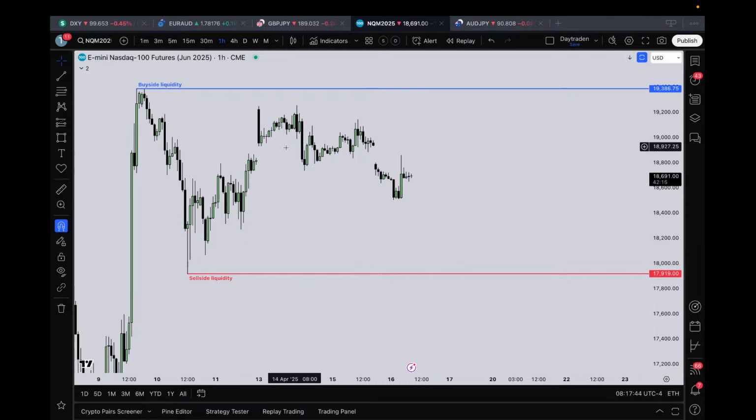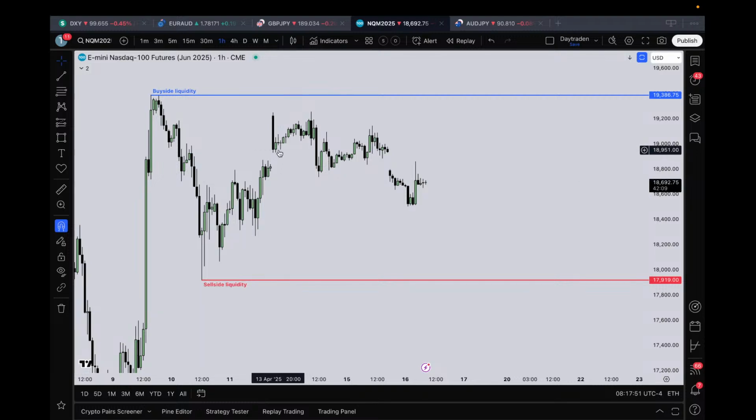But this is not expansion type of price action. This is just purely consolidation. And for me personally, you need to see it like this. We are trading between buy side and sell side, and I'm not interested in trading it until we get clarity around those levels.